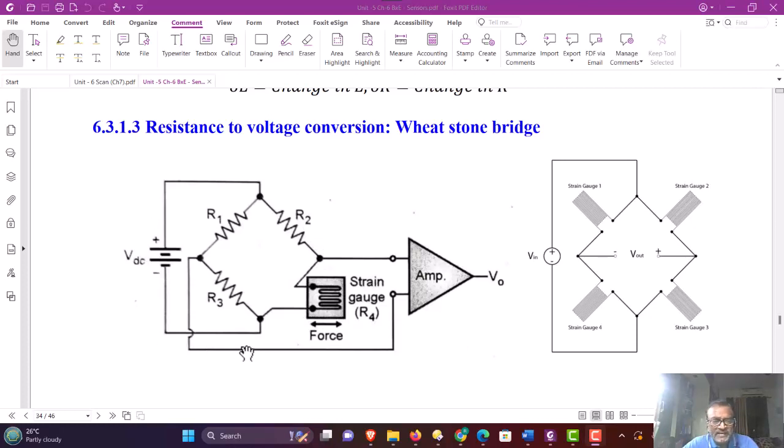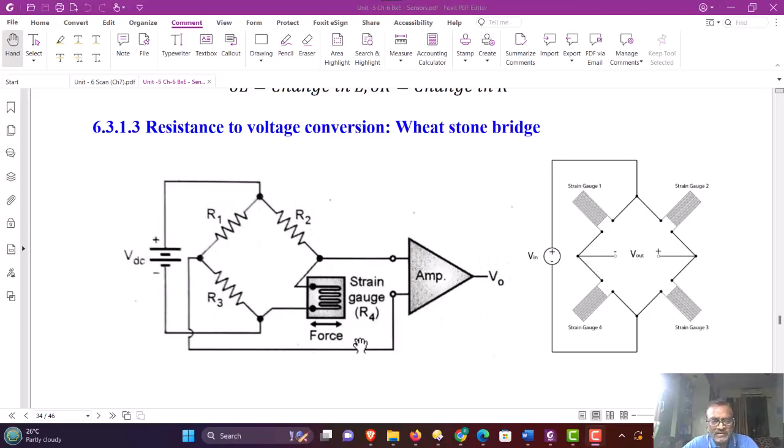VDC is a biasing DC power source, and the detected output from the Wheatstone bridge is connected to the amplifier. Amplifier just provides the additional gain and high input impedance to avoid the loading of the sensing bridge. The output voltage of the amplifier is then proportional to change in resistance. We will shortly see the analysis and calculate the output voltage.